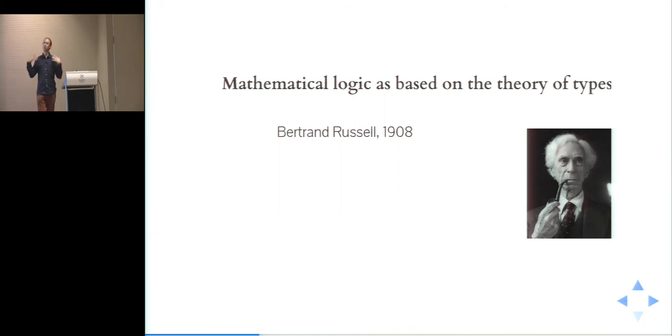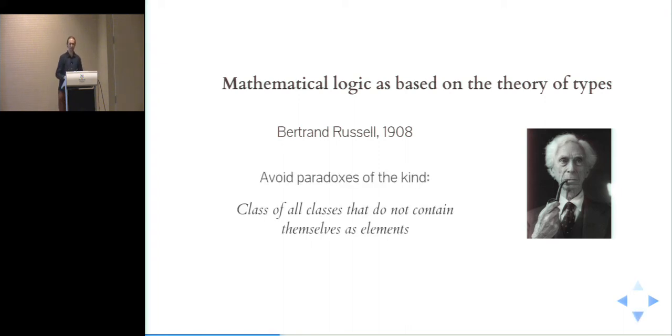use of types that people refer to when they talk about types in programming is from Bertrand Russell, from his paper, or a book in 1908, back then it was a paper, where he had this problem in set theory with paradoxes of the kind class of all classes that do not contain themselves as elements. So when I say I am lying, that's the example. And it's this sort of self-referential nature that's making this all go wrong.